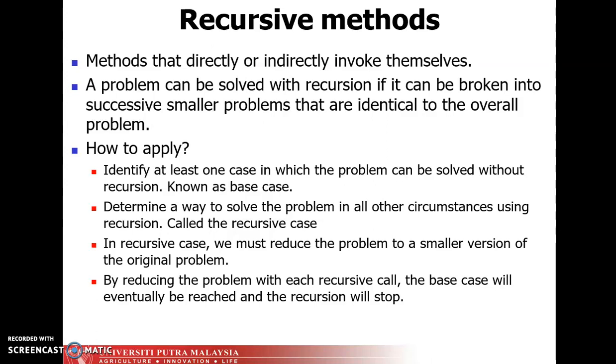All right, so how do we apply or implement this recursive method? Again, there will be two cases. First, we call it the base case, and the second, we call it the recursive case. The recursive case is a continuous and repeated process to solve the problem using recursion by reducing the problem to a smaller version of the original problem. By reducing the problem with each recursive call, the base case will eventually be reached and the recursion will stop.